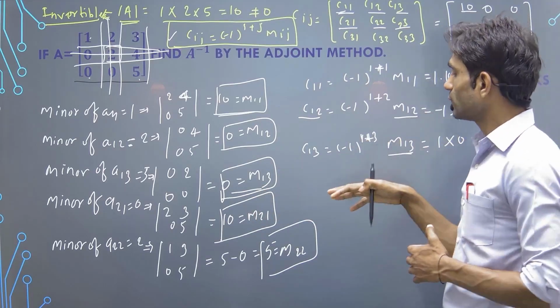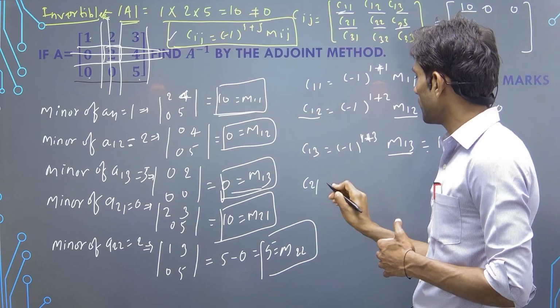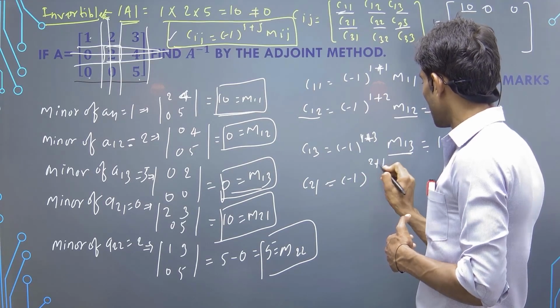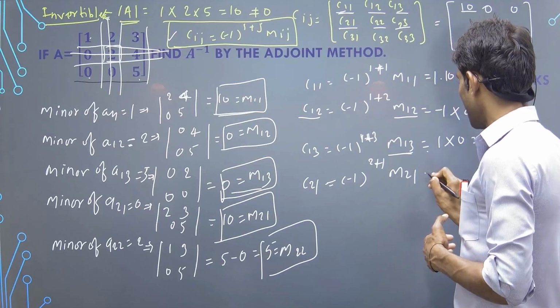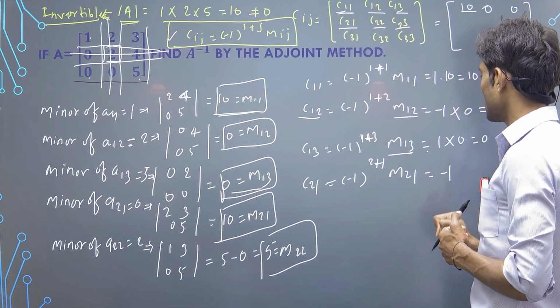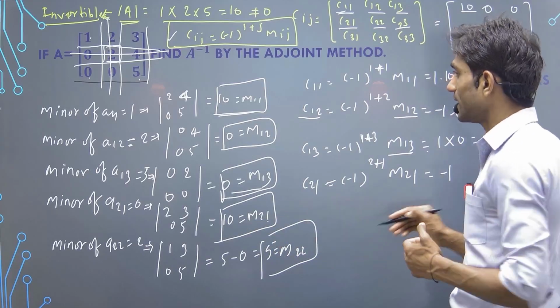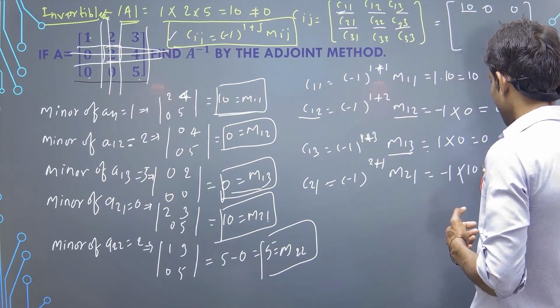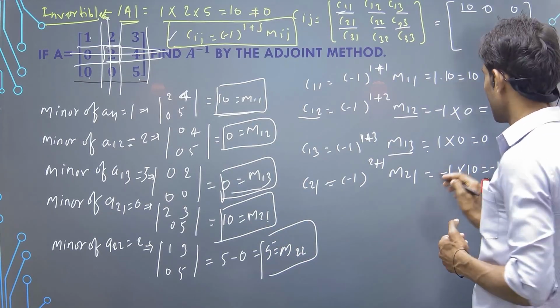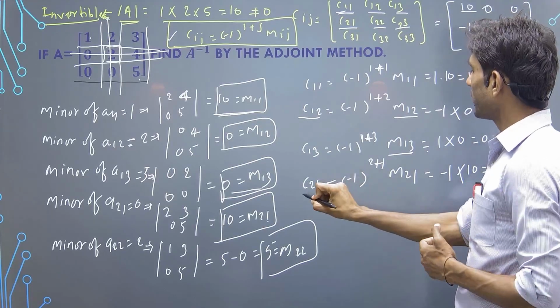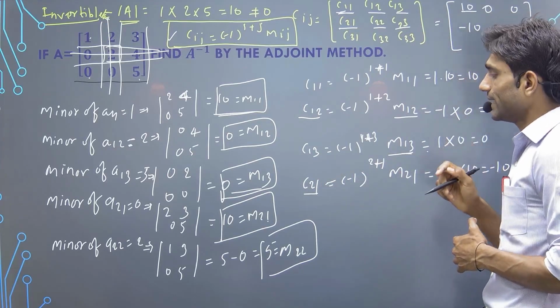Now let's go for the next, C21. Minus 1 raised to 2 plus 1, and a minor of 2 1. So minus 1 raised to 3 is minus 1, and the minor of 2 1 is 10. Multiplied by 10 here, we'll get minus 10. So we got minus 10 as the cofactor for C21. So minus 10 is here.